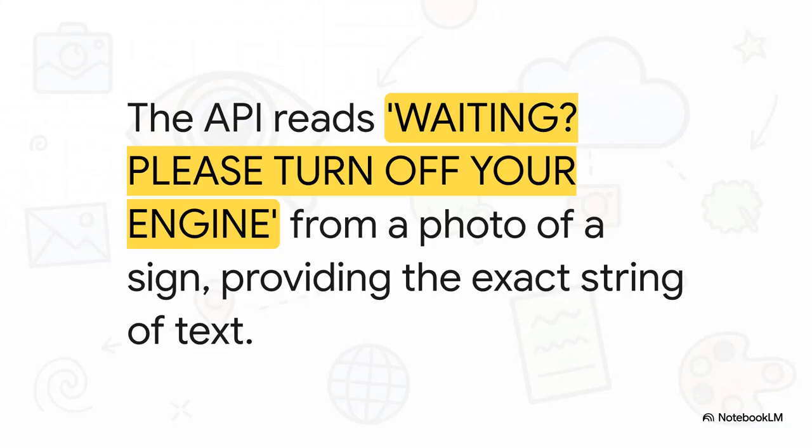And this right here is a perfect example. The API doesn't just see a picture of a sign, it actually reads it. It sees "waiting, please turn off your engine," and gives you that exact text. Just like that, a static photo becomes searchable, useful data. It's a total game changer.